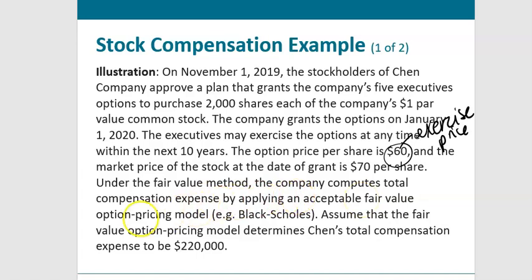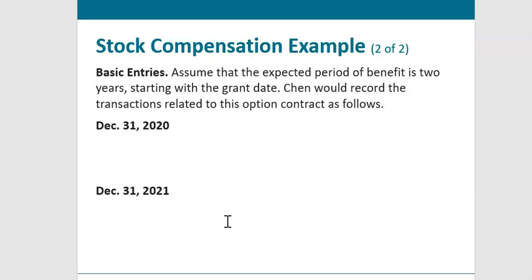Under the fair value method, the company computes total compensation expense using an acceptable fair value option pricing method. The company uses Black-Scholes. Assume that the fair value option pricing model determines the total compensation expense to be $220,000. Assume that the expected period of benefit is 2 years. So we're granting these options to our executives and saying this really relates to their next 2 years. We're giving them this incentive compensation for them to work for us for the next 2 years, or maybe they can't exercise them within the next 2 years.